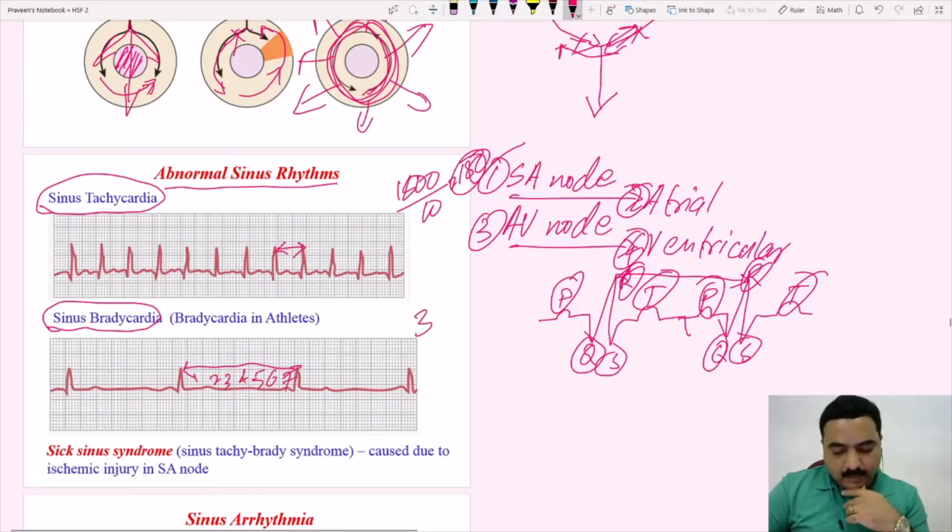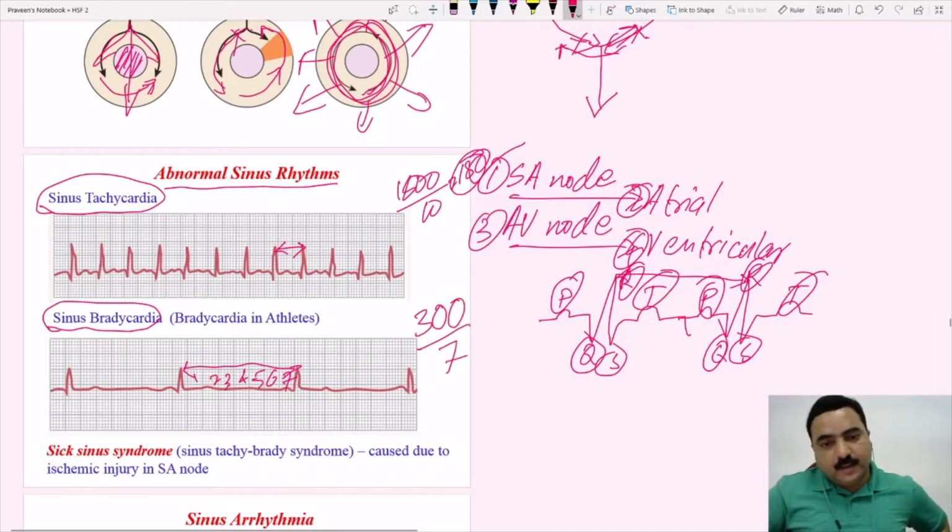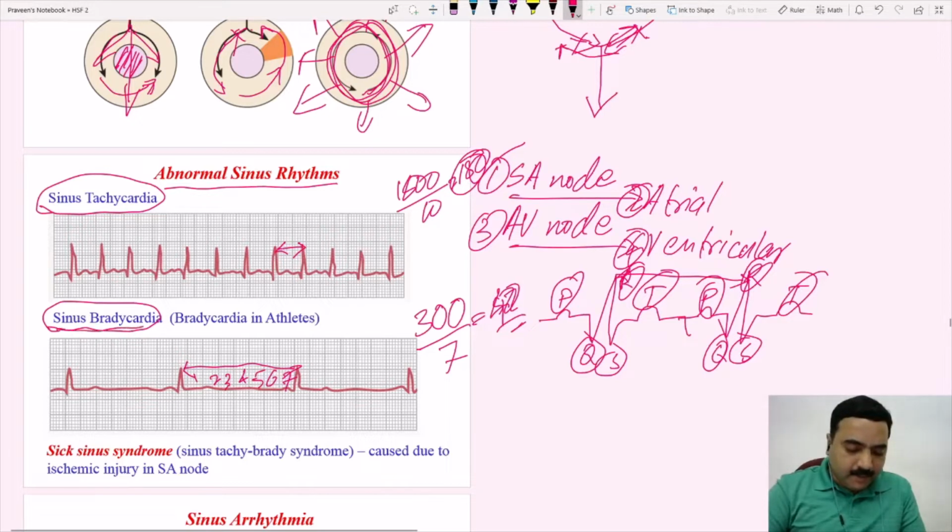7 big boxes. So with the other equation that we have studied, if you have 7 big boxes, you have to divide 300 by that. So 300 divided by 7. How much would be the rate? It will be around 50 beats per minute, right? Less than 50, or you can say 40 something approximately. So the rate is very low, and that is why we refer to that as sinus bradycardia.